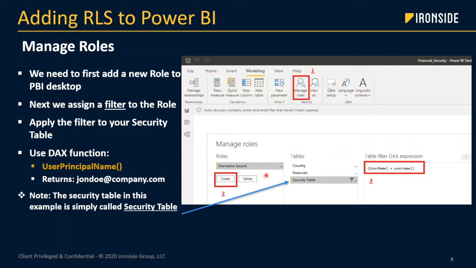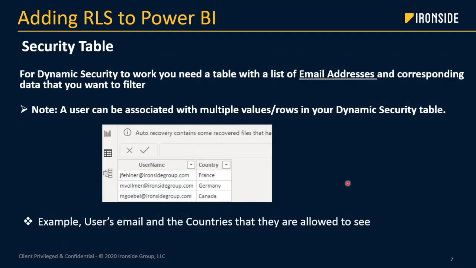Now, if you're doing it manually, you would actually create multiple roles, and you would have to go through and define what that means, right? But in this case, I created a role called username security, and I can actually misspell it here. But as I see, I have a username security, and then it's going to apply a filter to my table called security table. Now, my security table is that table I showed you in the prior slide, which is this guy right here, which is simply just a list of email addresses and countries, okay?